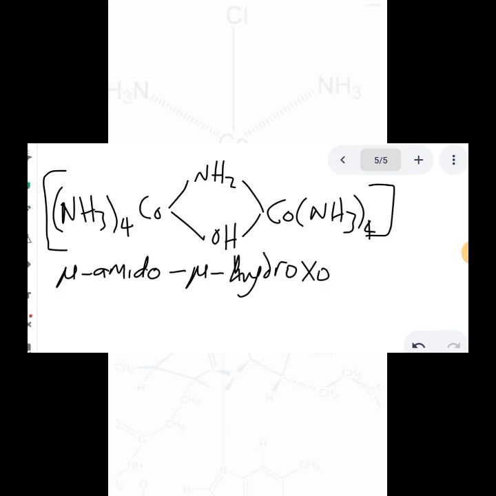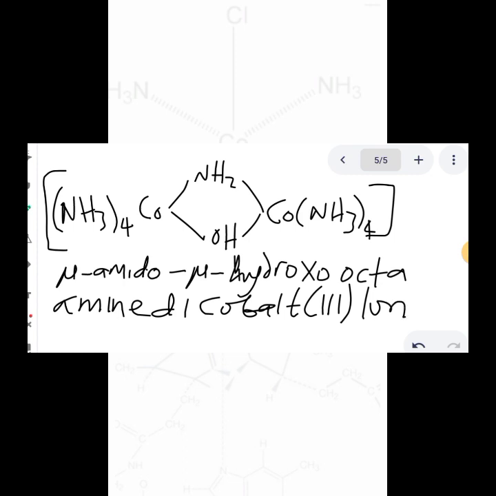Then we have 4 amine groups on this side. Then we have another 4 amine groups on this side, making 8. So that would be octaamine. That's 8 amine groups. Then we have 2 cobalt. This is 1 cobalt here, and this is another cobalt. That would be dicobalt 3 ion.